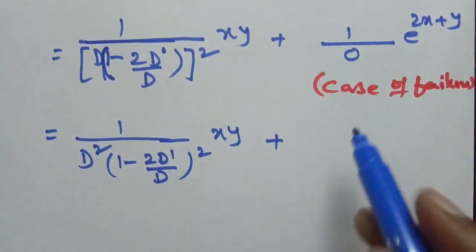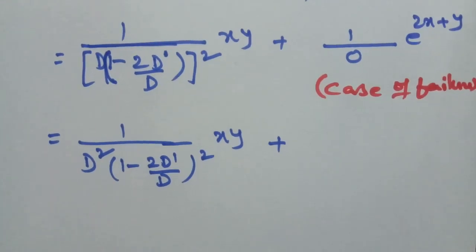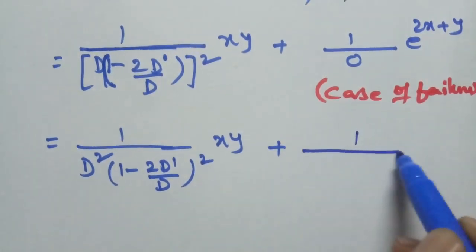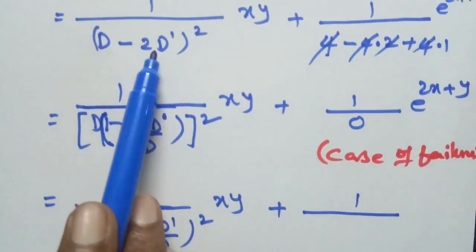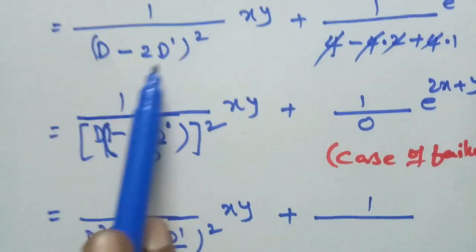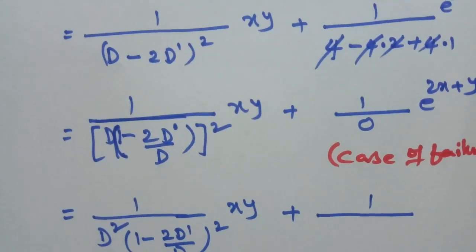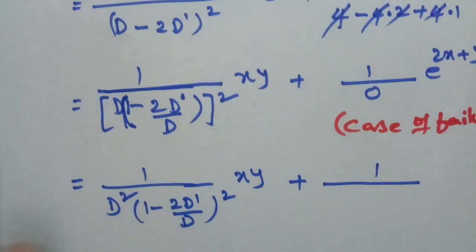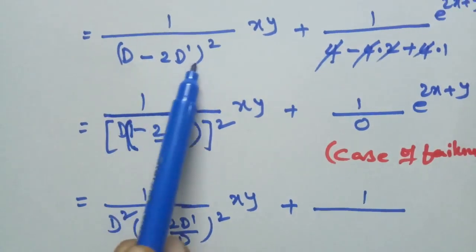In rule number 4, what we explained: resolve the phi of D, D dash into linear factors. Here we have already seen that the denominator is (D minus 2D dash) whole square, D power 1, D dash power 1. Therefore it is a linear factor. Whole square we can write as (D minus 2D dash) into (D minus 2D dash), a product of two linear factors. So how can I write this (D minus 2D dash) whole square?